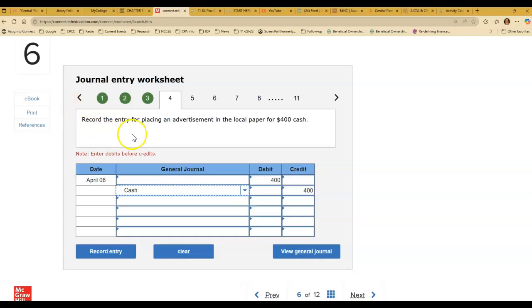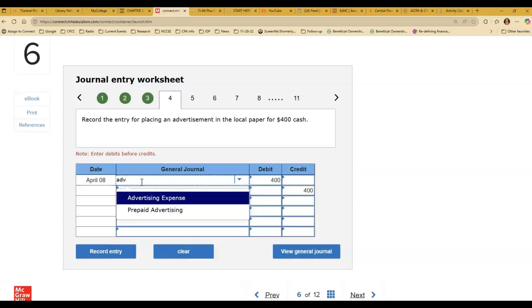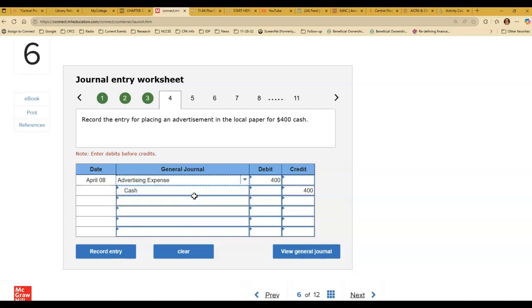Assume that when you're looking at this, when it says placing an advertisement in the local paper, just assume that it's like it happened in the same month in which we paid for it, because the ad was placed. Okay, so it would be advertising, but we've got 2. Good, it's the expense because we actually put it in the paper. If it said that we're placing an advertisement in the local paper for next month, it would be prepaid advertising. Okay, good. All right, number 5.